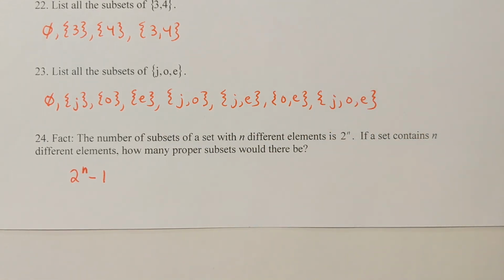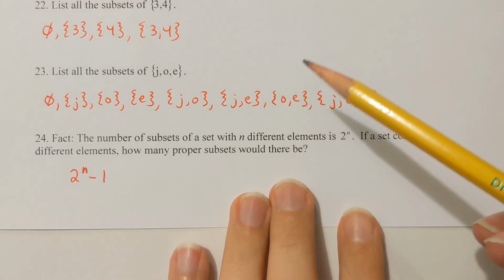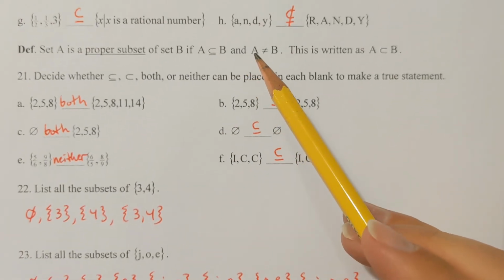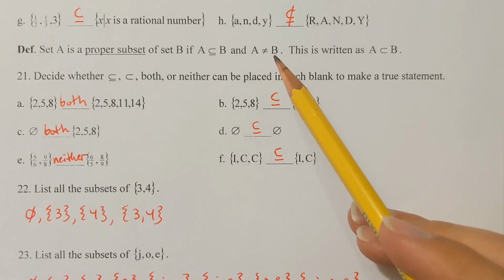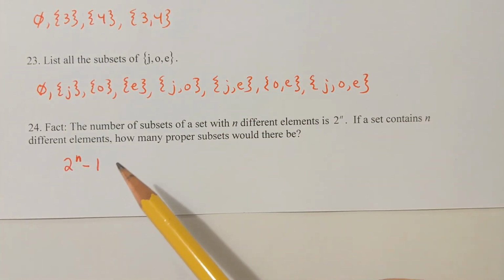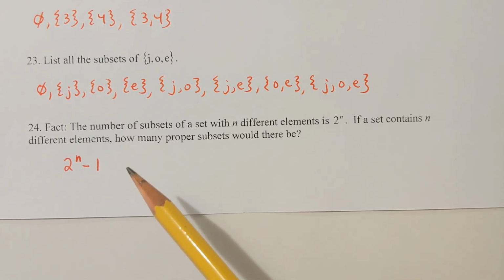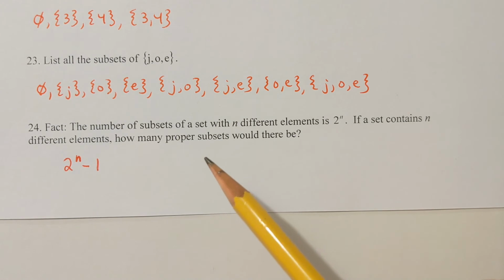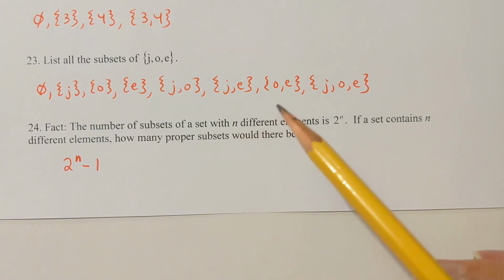Problem 24 is a fact saying that the number of subsets of a set with n different elements is 2 to the n power. If a set contains n different elements, how many proper subsets would there be? Well, a proper subset is just where you're doing exactly the same thing. The only one that you're not including is the actual set itself. Okay, so A can't be equal to B. So whatever 2 to the n ends up being, subtract that one possibility where you end up listing the same set, if you're going to talk about proper subsets.